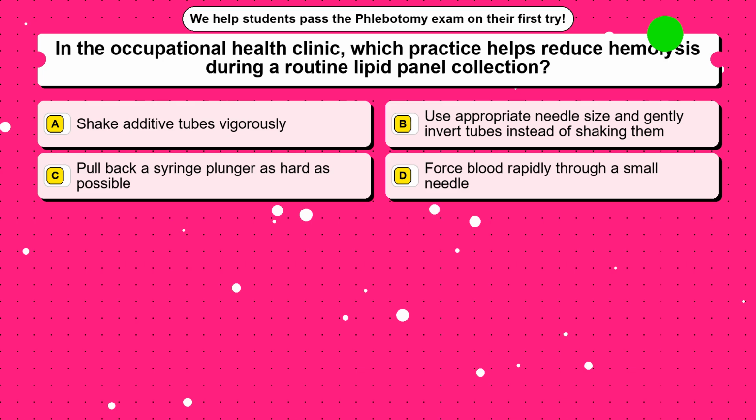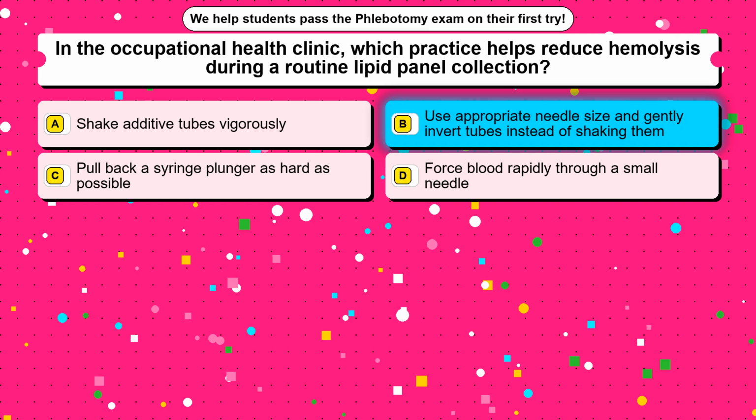Question 62. In the occupational health clinic, which practice helps reduce hemolysis during a routine lipid panel collection? Option A. Shake additive tubes vigorously. Option B. Use appropriate needle size and gently invert tubes instead of shaking them. Option C. Pull back a syringe plunger as hard as possible. Option D. Force blood rapidly through a small needle.